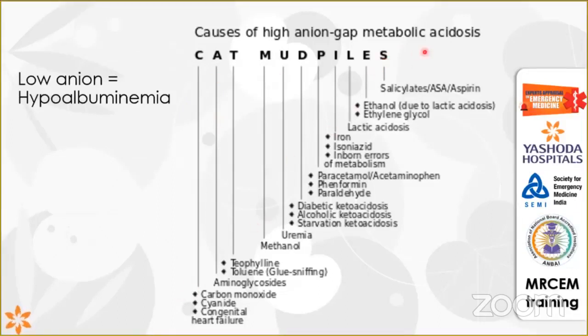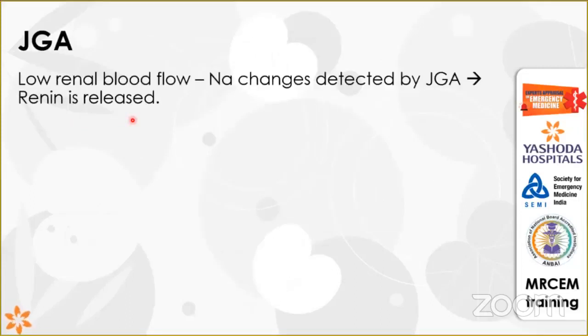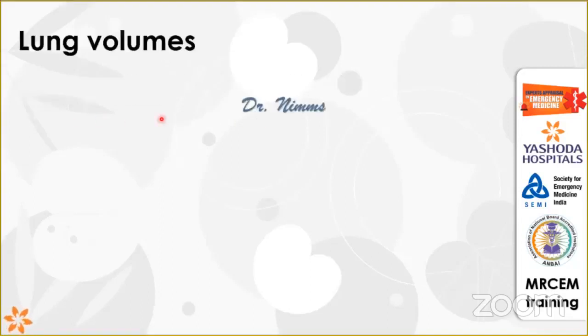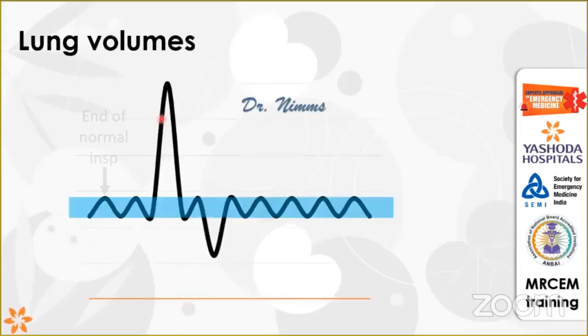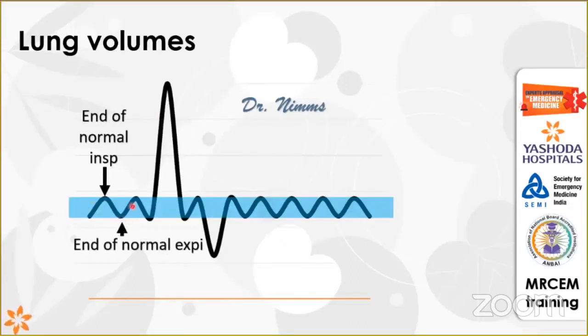Let's look at the lung volumes. So this is the normal inspiration expiration. So when you take inspiration, you are taking in 500 ml of air approximately. When you exhale that, this is the end of normal expiration. So even at the end of normal inspiration, if you try, you can take this much of air. That we call inspiratory reserve volume. At the end of normal expiration, if you try to exhale more, you will be able to exhale this much. So we call that expiratory reserve volume.